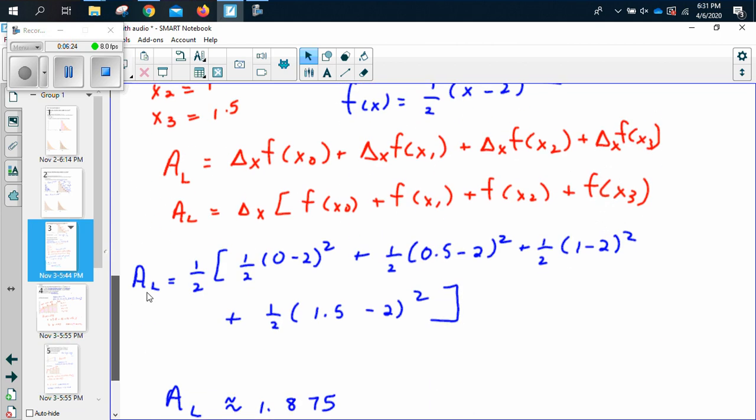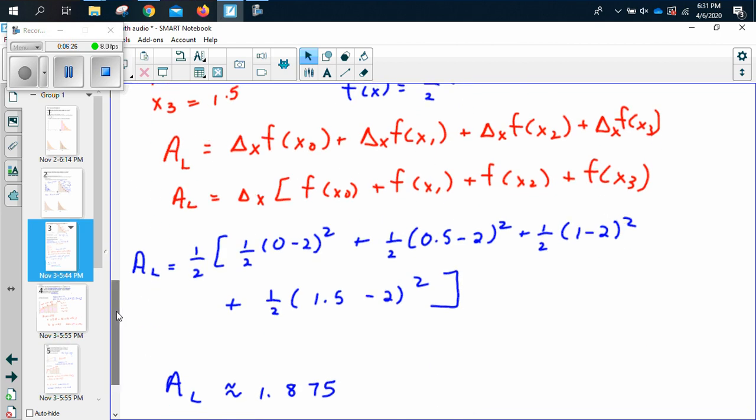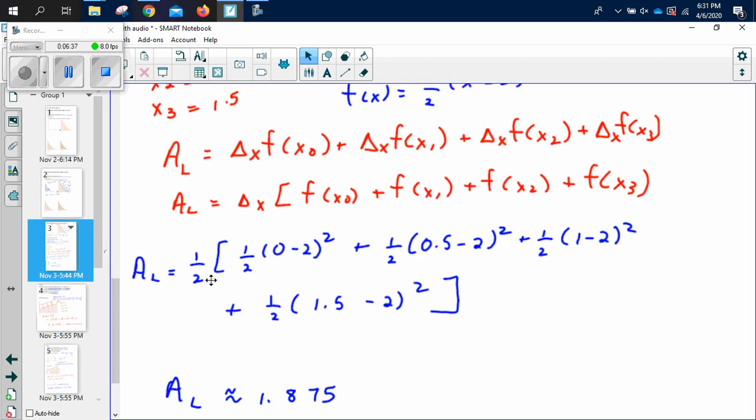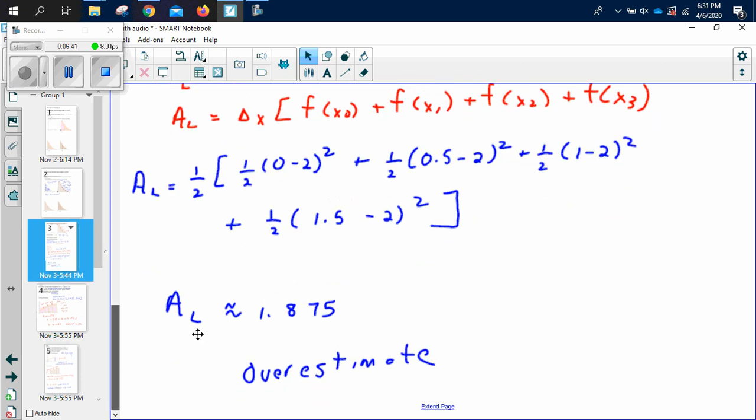Yeah. And so I'm just putting these x values into the function. So I put the 0, the 0.5, the 1, and the 1.5, and I just factored out the delta x. And then I get a number for that. I get that the area with the left endpoints is approximately 1.875.